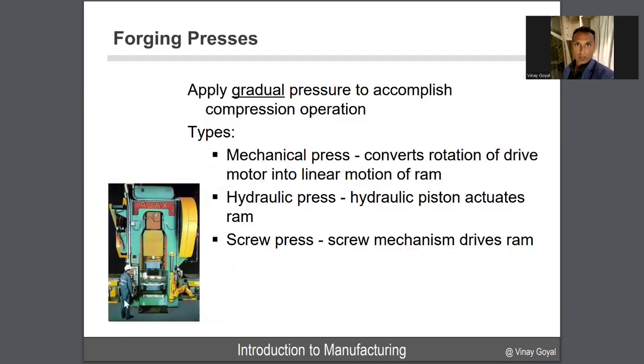Now here you can see a human very small compared to the forging press. You apply gradual pressure to accomplish that compression operation. There's three types: one, mechanical press, which converts rotation of the drive motor into a linear motion of the ram; two, hydraulic press, which is a hydraulic piston that actuates the ram; and three, screw press, which is a screw mechanism that drives the ram.